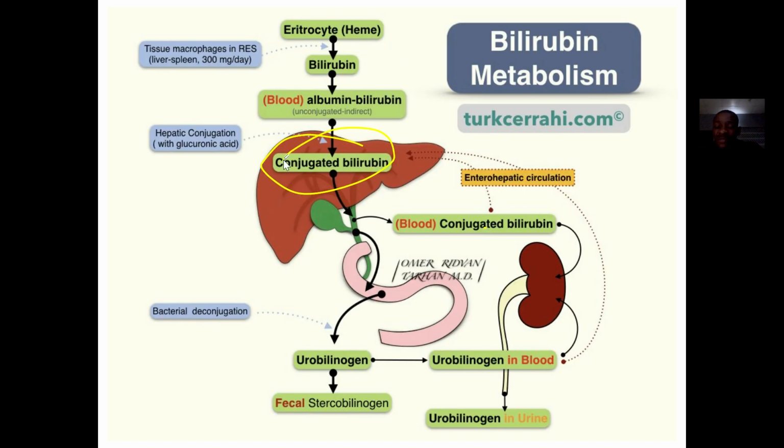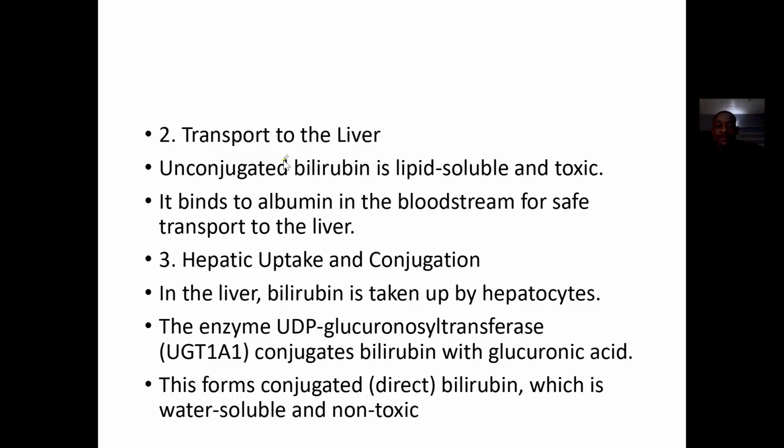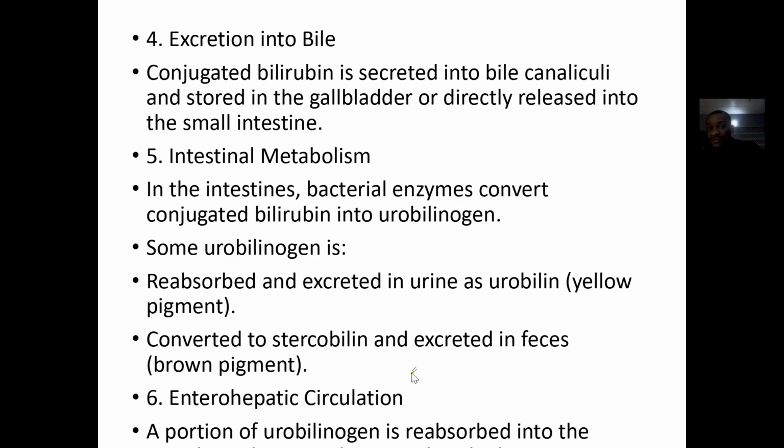So in the liver it becomes conjugated. This is hepatic uptake and conjugation. In the liver, the unconjugated bilirubin is taken up by the hepatocyte. The enzyme known as UDP-glucuronosyltransferase conjugates bilirubin with glucuronic acid and forms what is known as conjugated bilirubin. So conjugated bilirubin is like mixing the unconjugated bilirubin with glucuronic acid.